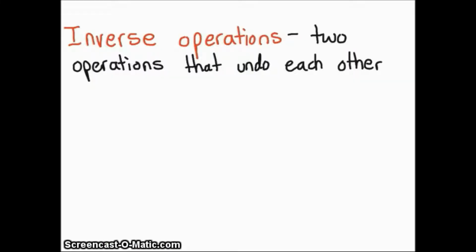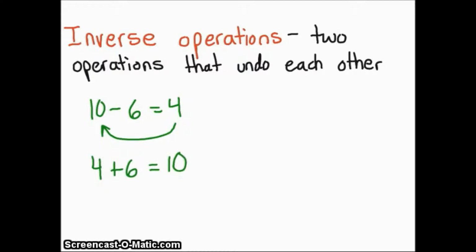Inverse operations are two operations that undo each other. For example, if we had 10 minus 6 equals 4, we could get back to the beginning by doing the opposite of subtraction, which is addition. So 4 plus 6 equals 10. So when you're looking at inverse operations, addition and subtraction undo one another, and multiplication and division undo each other.